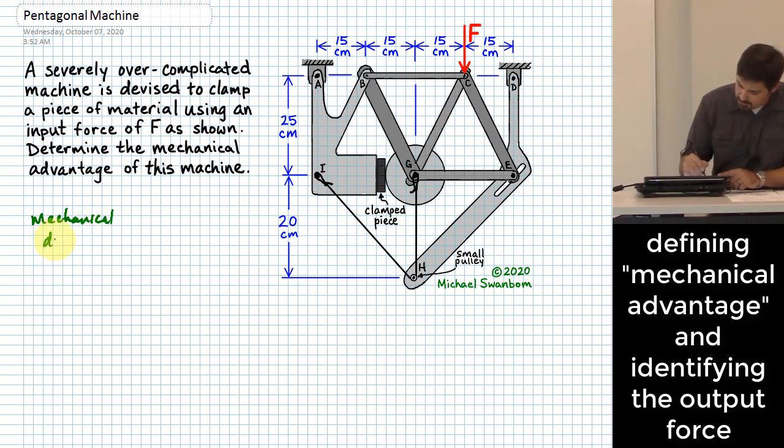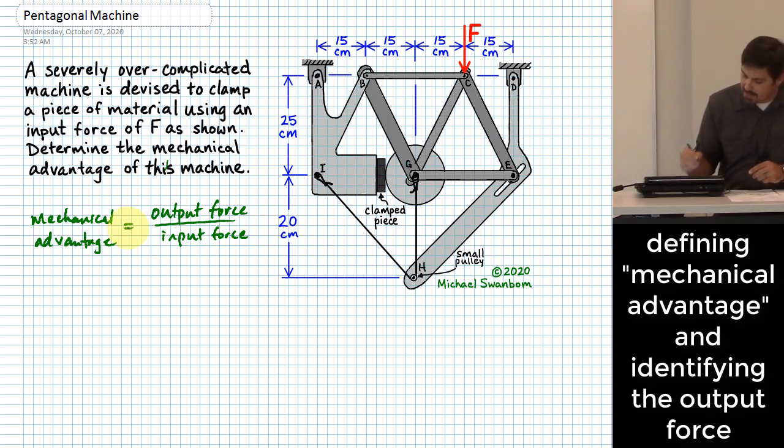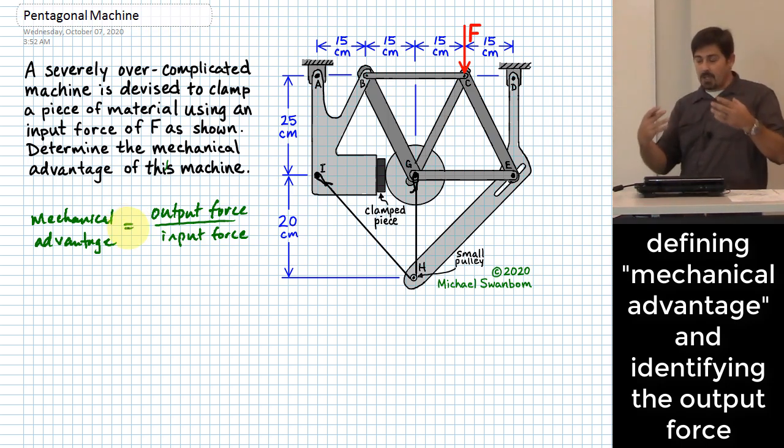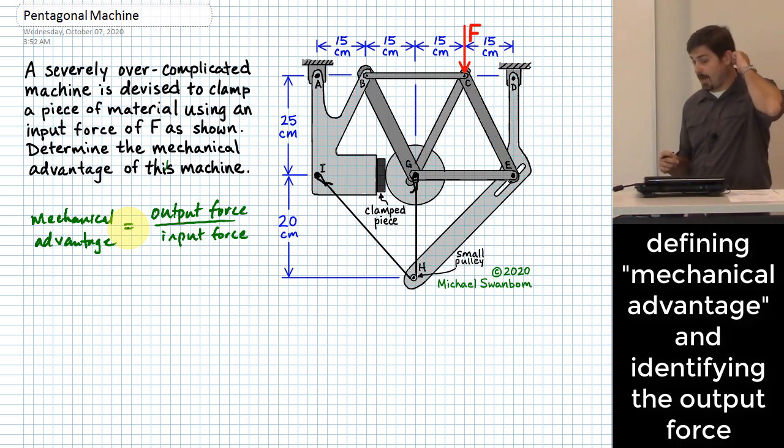Okay. So I think someone just said this is the output force divided by the input force. Okay, and since machines are often, if not always, designed to magnify the amount of input force for the amount of output force, this is often something that makes sense for us to find. Mechanical advantage being the output force over the input force.